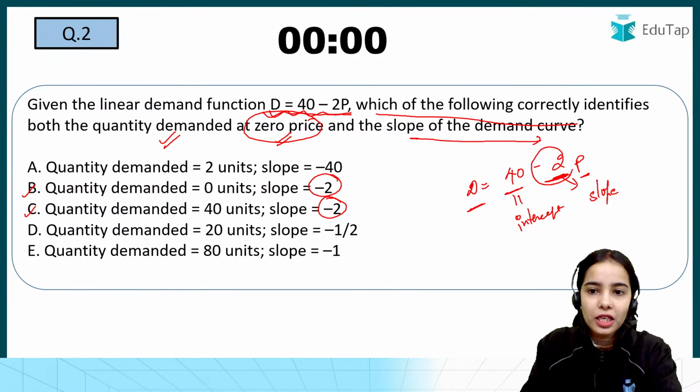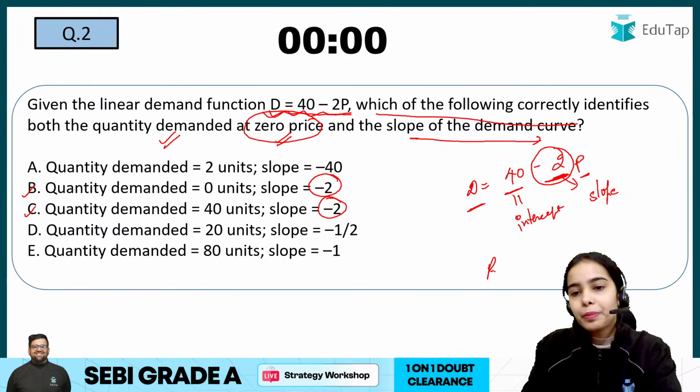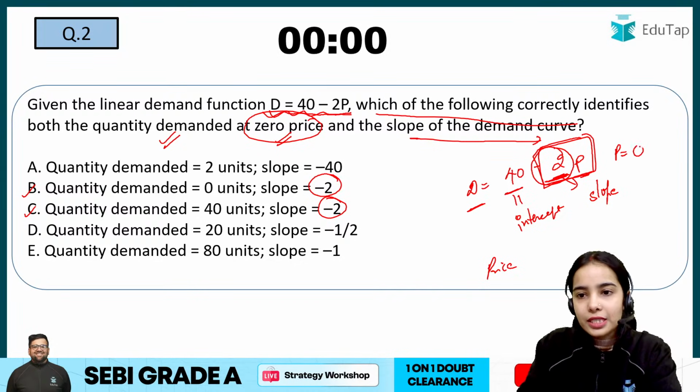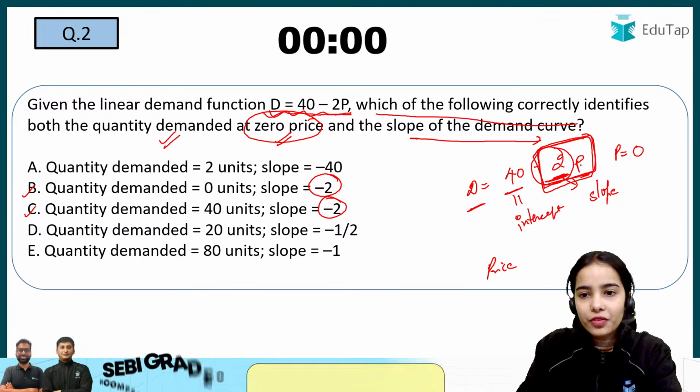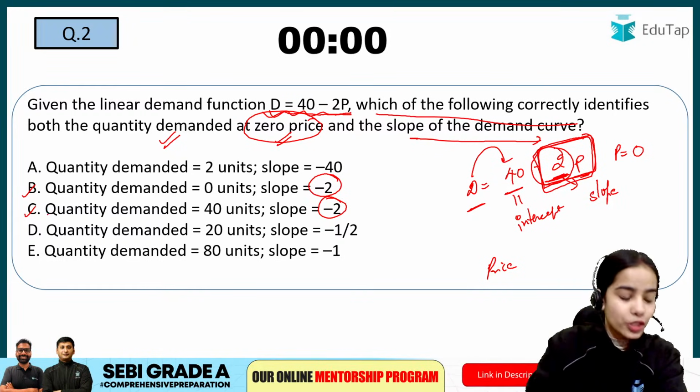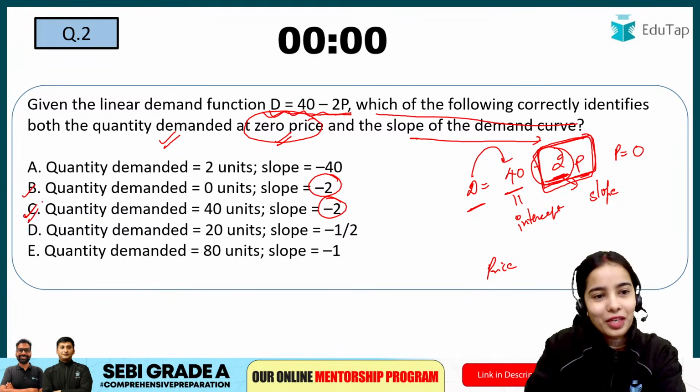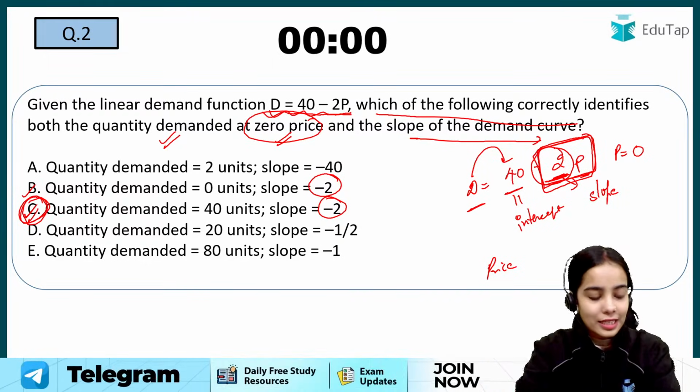The slope of the demand curve is minus 2, and if the price is 0, that means this whole term will become 0. Price 0 multiplied by minus 2 becomes 0, so demand will be 40. So the answer here is C. Very good, everyone. C is the right answer.